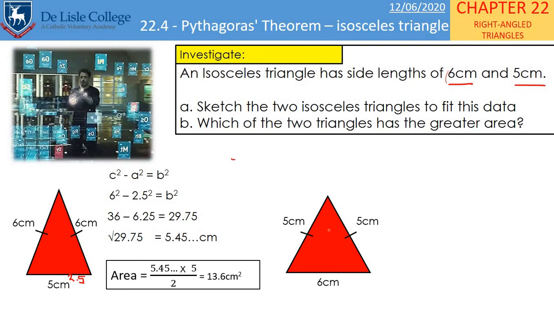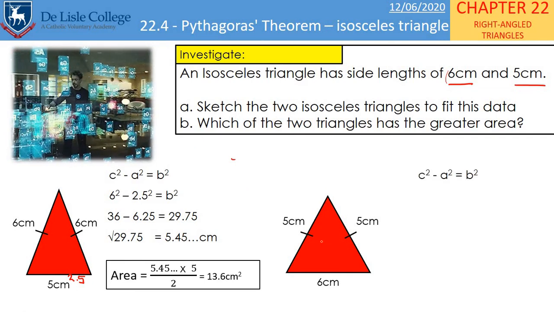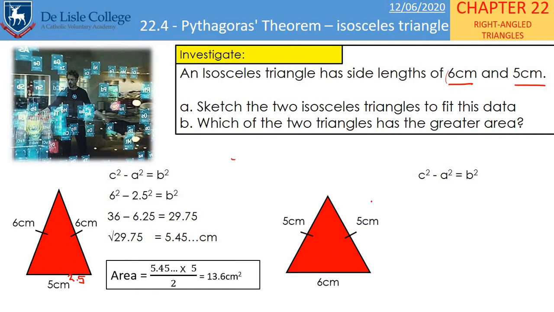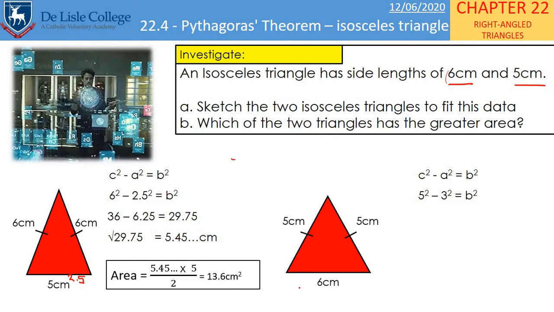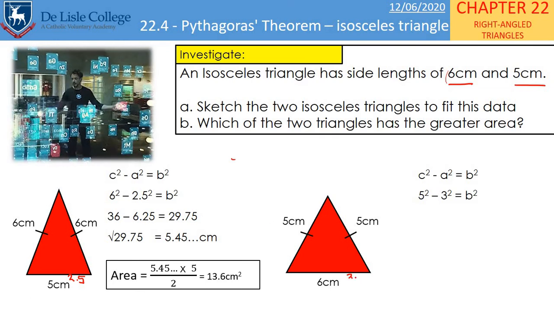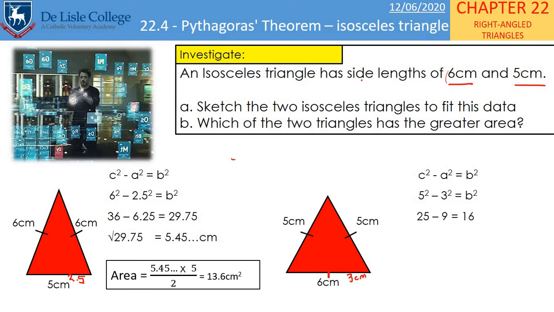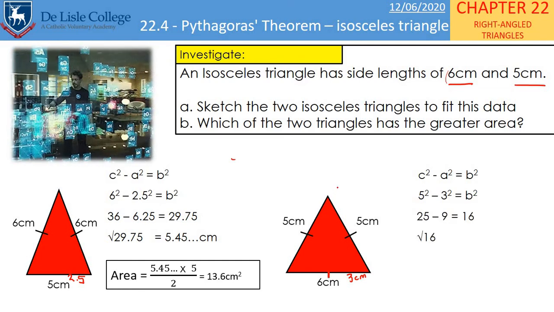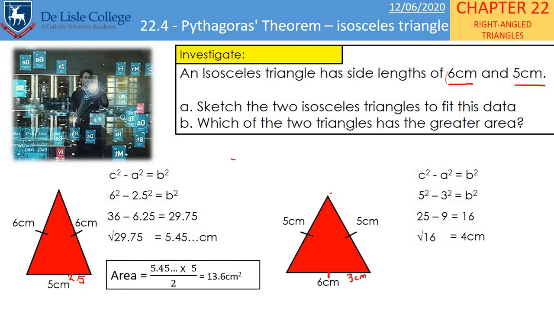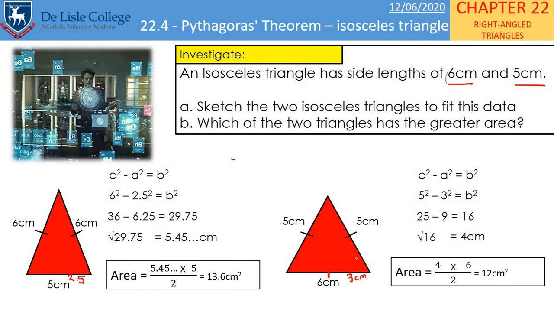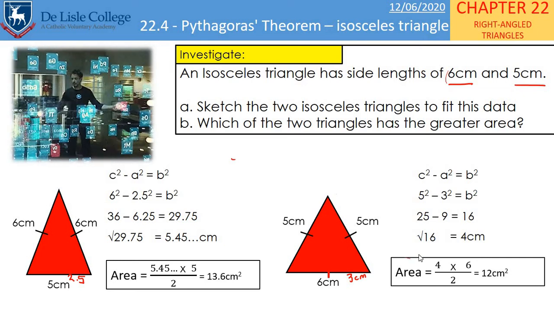Okay, let's look at this one. So again, we're looking for the height. So again, we know it's a shorter side question because that's our hypotenuse. It's 5 squared, take away 3 squared. We know it's 3 squared because it's half the distance here. Okay, so 25 take away 9 is 16, and the square root of 16 is 4. So now we can do 4 times 6. The height is 4, the base is 6. 4 times 6 is 24, divided by 2 is 12.